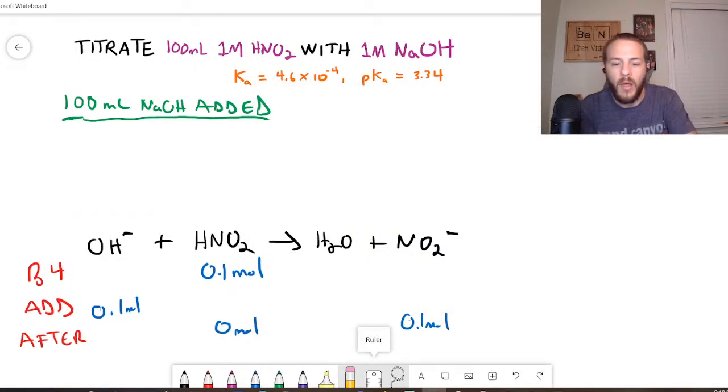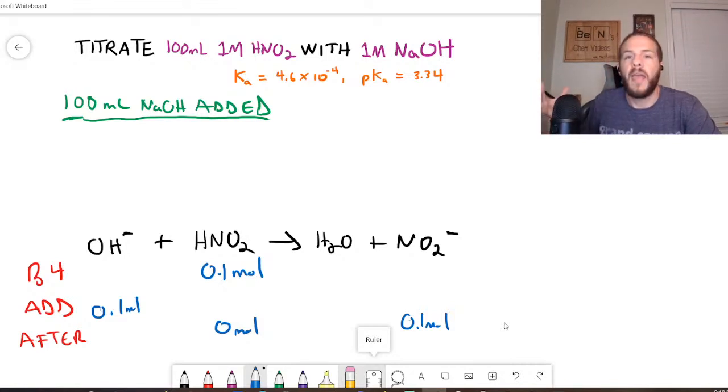So how on earth are we going to calculate the pH with just 0.1 moles of NO2 minus? Well, we can use the principles and the knowledge that we have of chemical equilibrium and acid-base equilibria, just like we did at the very beginning of this discussion, to work our way to that calculation. It's going to be pretty long-winded.